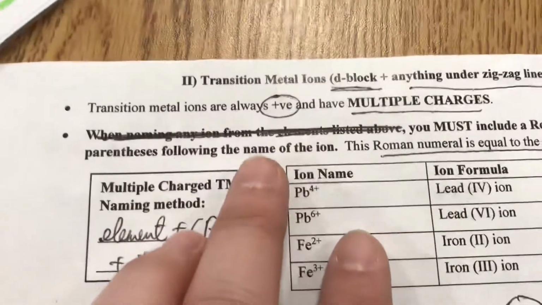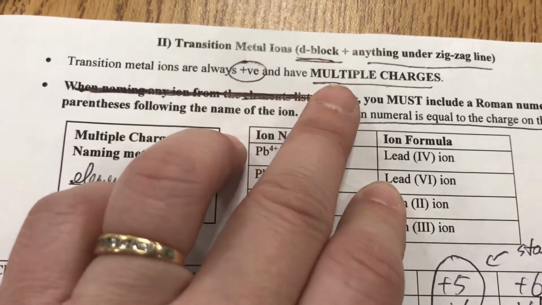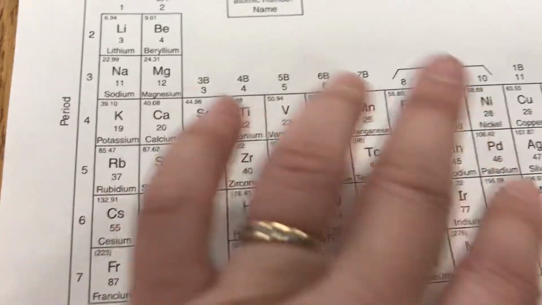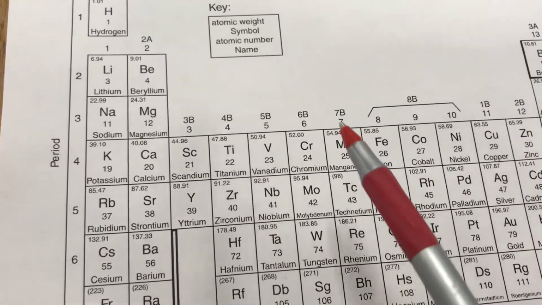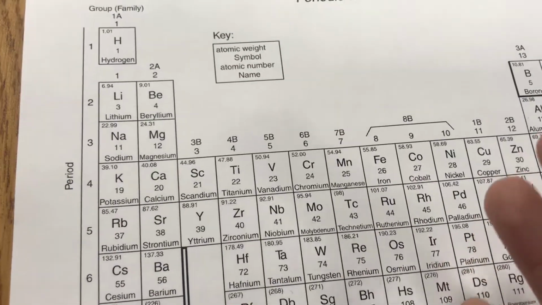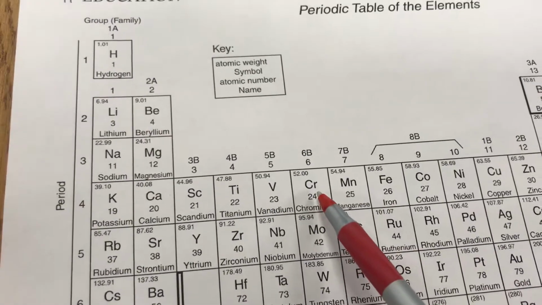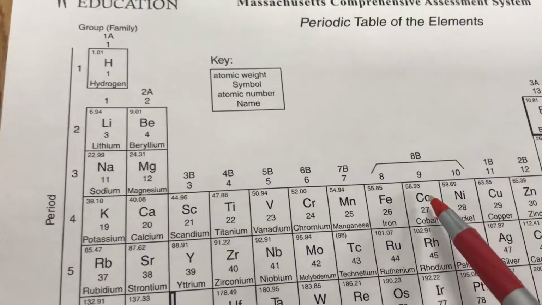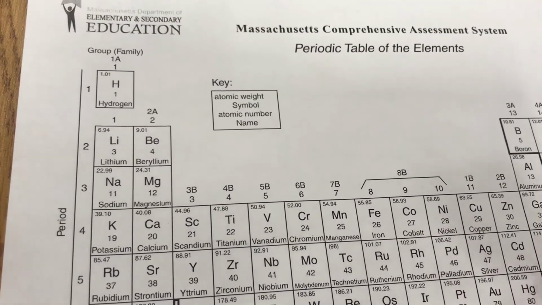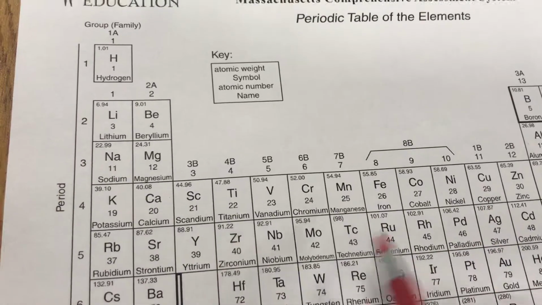Okay? Now, transition metals are metals, so they always have positive charge, and transition metal means they have multiple charges. So if you're just looking at the D block, you look at the group number, you have no way to figure out their charge because they can have multiple charges. Multiple charges meaning that I can have chromium +1, +2, +3, +4, +5, +6, +7. I can have cobalt 1, cobalt 2, cobalt 3, cobalt 4. So there are multiple charges. You cannot find out the charge from looking at the periodic table.